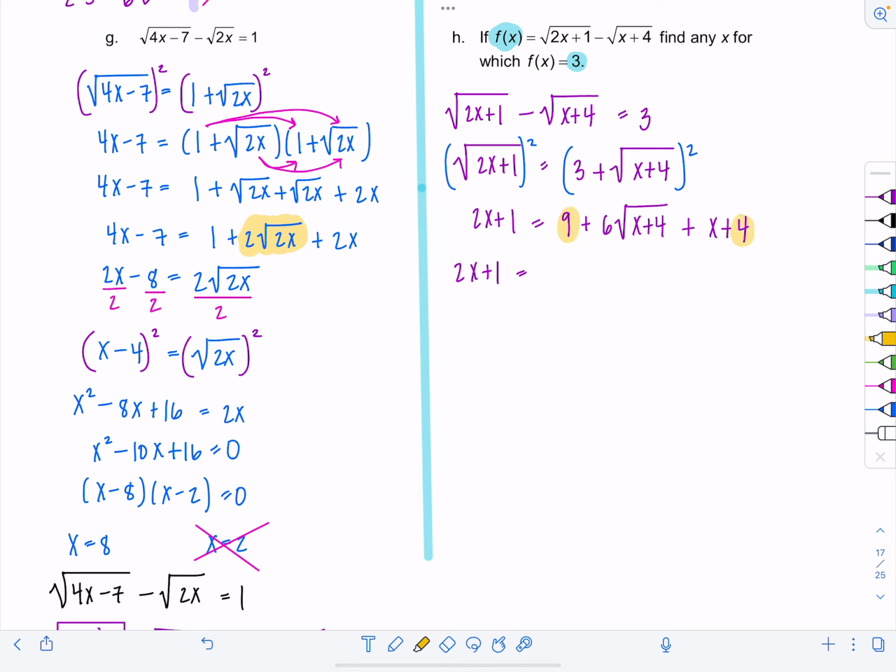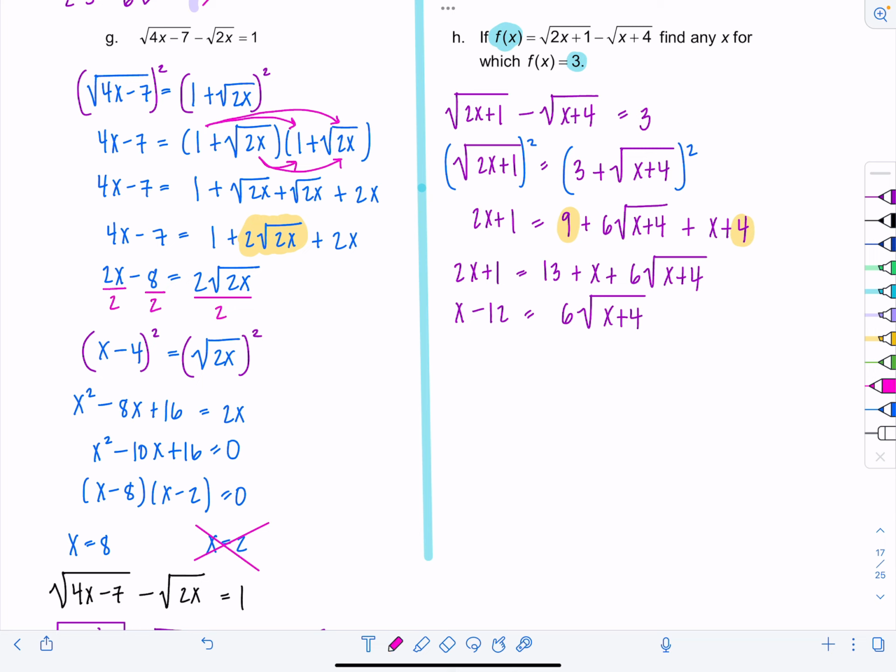Yeah, 9 and 4. So now we've got 13 plus x plus 6 rad x plus 4. I'm going to get that radical all by itself. So I'm going to subtract 13 and subtract x. So now I have x minus 12 equals 6 rad x plus 4. Do I want to divide by this 6? No, because I don't want to have 1/6 x when I'm squaring both sides. Gross. The 12 would divide evenly, but let's just keep it fraction free.